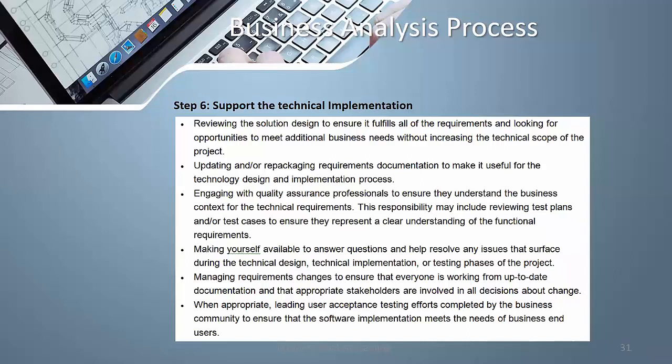Can you explain? Yes. So review the solution design to ensure that it fulfills all of the requirements and looking for opportunities to meet additional business needs without increasing the technical scope of the project. Okay. So when you give those requirements to the technical team, they will review, and they'll make sure that all the relevant requirements are there, and it should not increase the technical scope of the project. That means it should not make it more complex, basically.